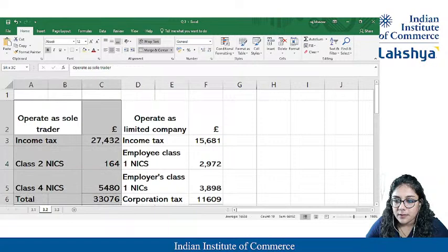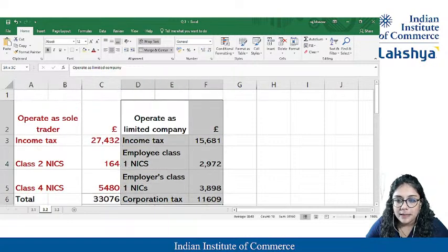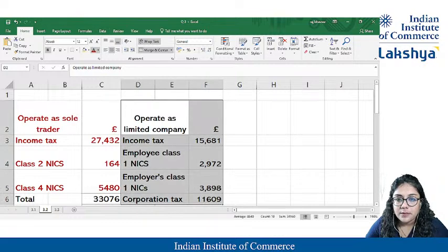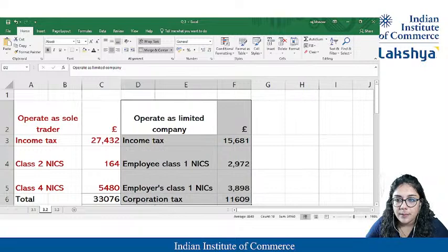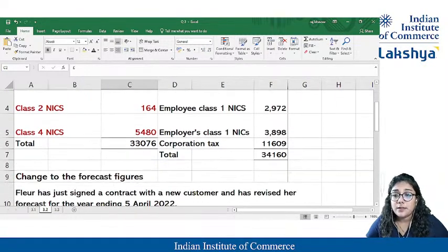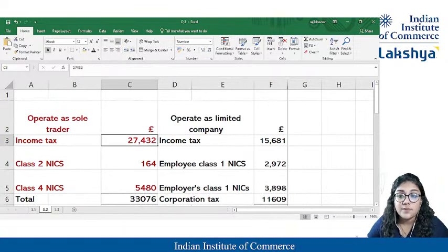If they operate as a sole trader, I'm just making it with red, and if they operated as a company, it will be this. Okay, so I'll make it big. So if a company operates as a sole trader, the income over here, income tax will be 24,432. These are some expenses.